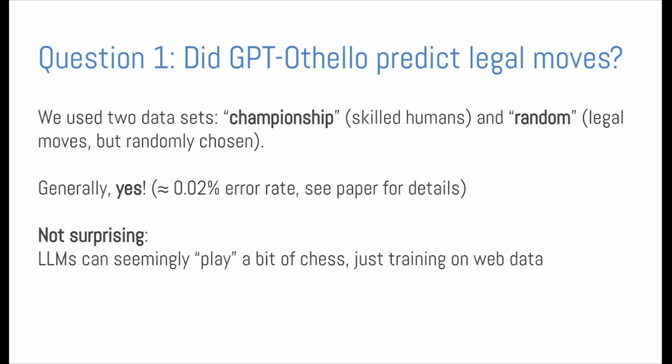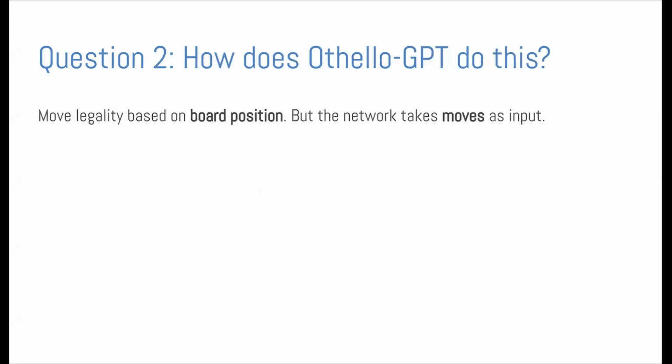And then we also had a larger random data set, which we generated and came from random legal games. So they were legal, but they weren't necessarily good moves. They were just legal moves. And in both cases, the system actually learned to play legal moves with a fairly low error rate, doing especially well with the random one, likely because it's larger.